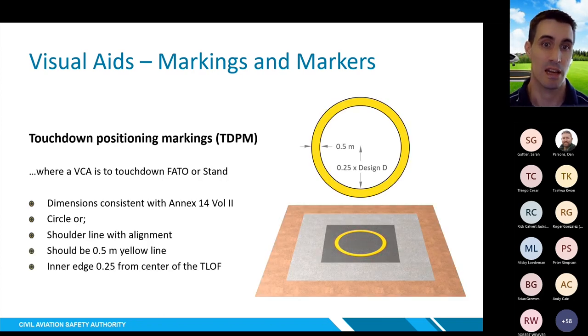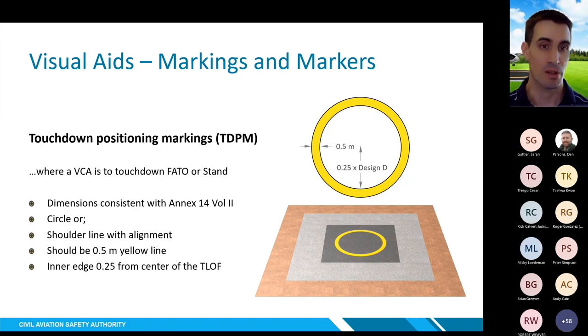So the TLOF marking defines the area for touchdown, but it is the touchdown positioning marking, or TDPM, that essentially marks the guide. So it's the essential marking to guide the pilot to aligning the VCA correctly within the TLOF. The TDPM is also used within a stand, but we'll cover that use later. There are two types of touchdown positioning marking, the circle and the shoulder line. Both are intended to be used by a pilot to align their seat over the marking, thus ensuring that the VCA's undercarriage is contained within the TLOF and the VCA extremities are safely contained within the FATO.